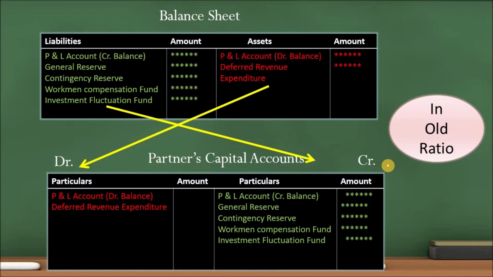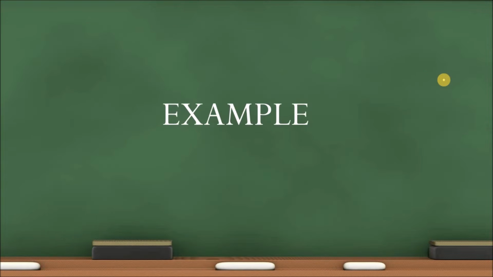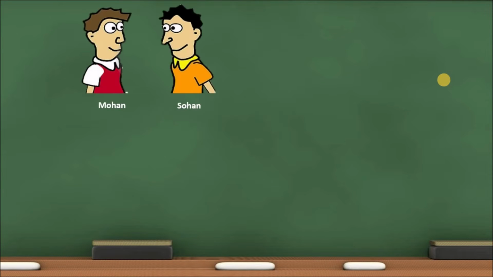Please remember the explanation which I am giving to you, this same rule applies even in case of retirement of the partner, or even at the time of death of the partner, or even if there is a change in the new profit sharing ratio. In that case also the same treatment will apply. Okay, now let us see one example.